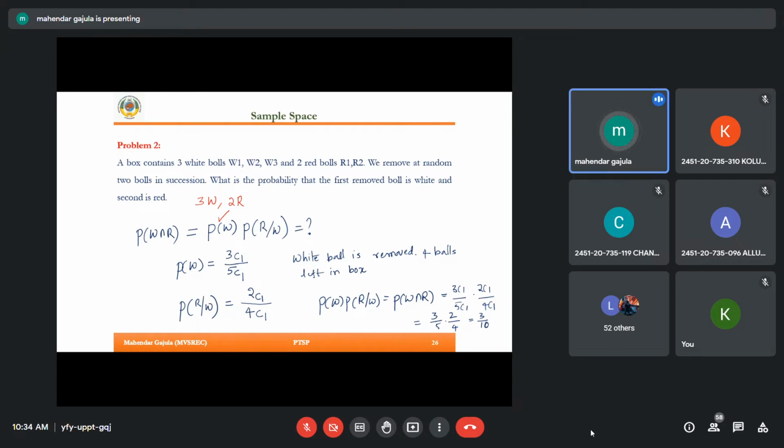In this same problem, we are removing 2 balls in succession. In case if we put back the ball, then what is the probability of red given W? 5, sir. We remove a white ball and put it back in the box. Then what is the probability of red given W? 2C1 by 5C1. Very good.